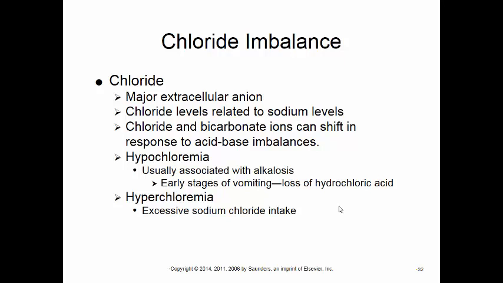Hypochloremia is low chloride levels, and this is usually associated with alkalosis, which is where we have a high pH. The pH gets really high, and it causes the chlorine to shift, and it can cause the hypochloremia. Also, in the early stages of vomiting, because we lose the hydrochloric acid, that's going to cause the chlorine to move. Hyperchloremia is excessive chlorine, and it's usually from excessive table salt intake, sodium chloride intake.